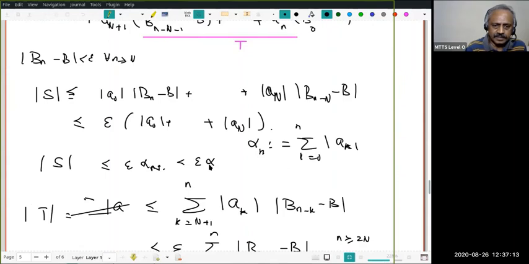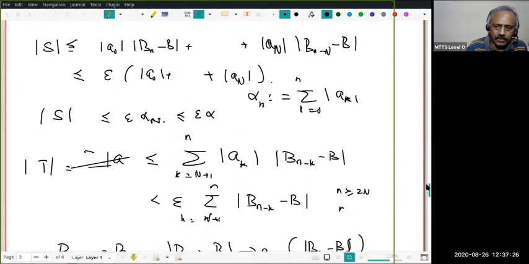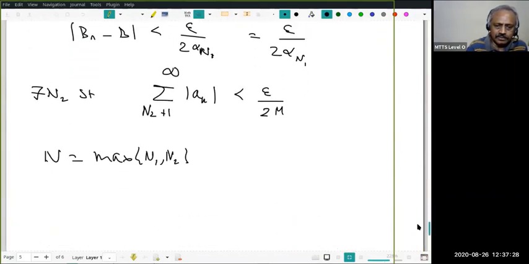You understood this? Why did it happen? Because alpha is the least upper bound of the alpha n's. Therefore, it will be less than or equal to here, but this may be strictly less than. Do not worry about it. Is that clear? So now what did I do? It looks like I got a proof.